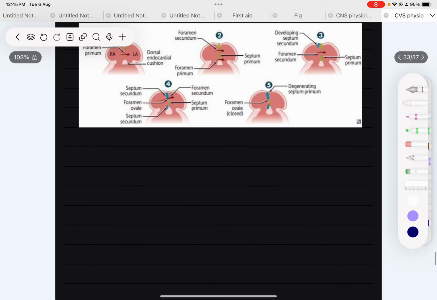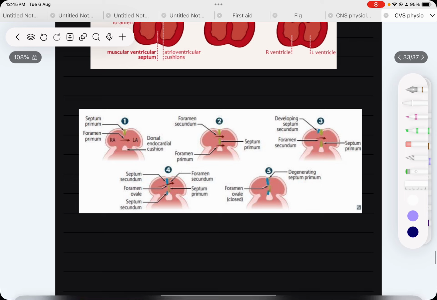Now about the development of fossa ovalis. As you can see here, first there will be septum primum in between the two sides, right and left. Now this septum primum will come here like this. So there will be no gap for flow of blood to go from right atrium to left atrium. So that's why foramen secundum will be formed in this septum primum.